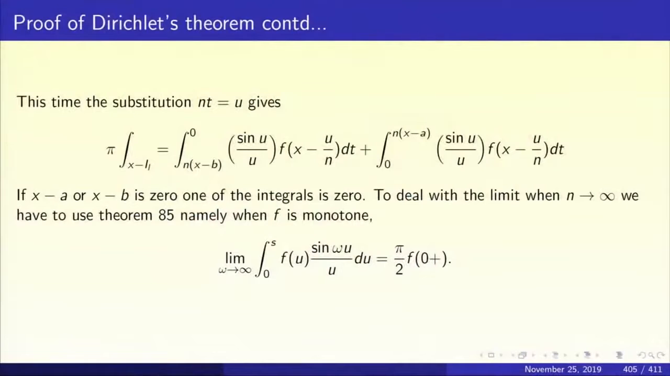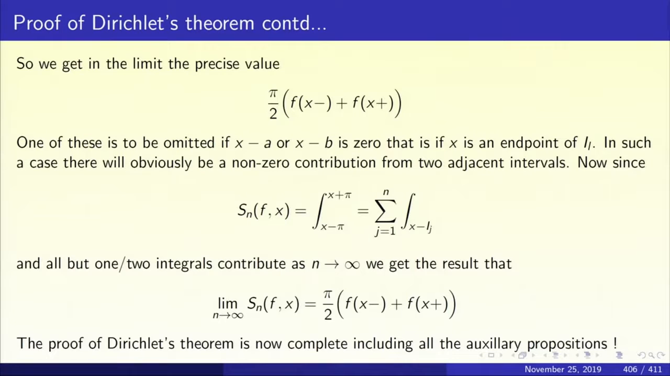So we get the precise value pi by 2 into f of x minus plus f of x plus. You see, this is exactly what we have over here. Instead of omega, I will exactly have this expression. I will get exactly this arithmetic mean, pi by 2 times f of x minus plus f of x plus. Now, if one of these terms will get omitted, if x minus a or if x minus b is 0, that is, if x is an endpoint of an I_l.